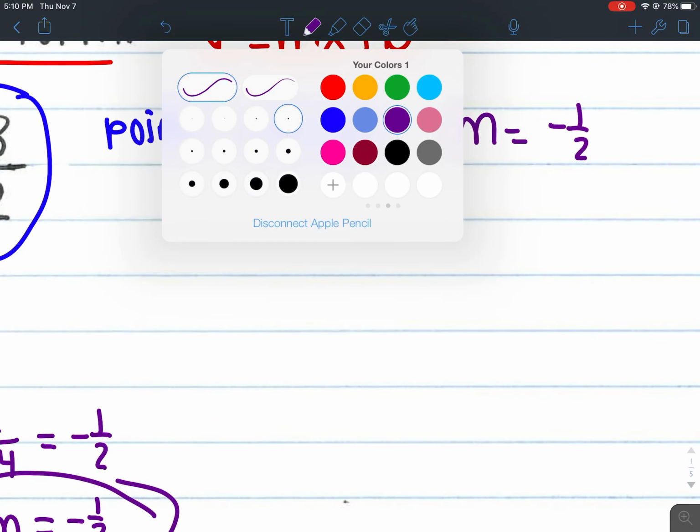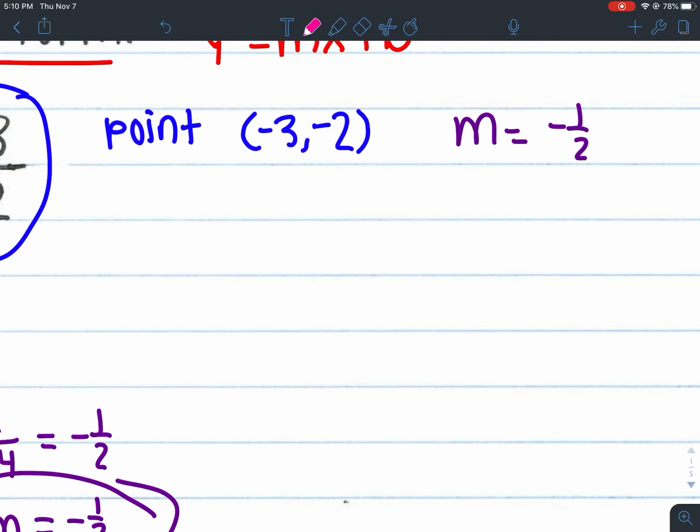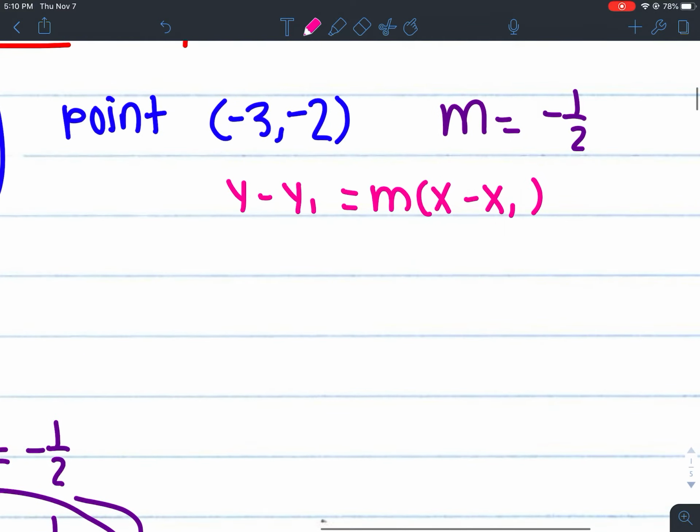Now remember, I want to plug this into slope-intercept form. And not slope-intercept form, point-slope form. So let me go ahead and write point-slope form down here so that we have it for reference. And we had some practice with this the first time we saw it. We're going to go ahead and plug in our information. So we have y, and we have x1, y1 here.